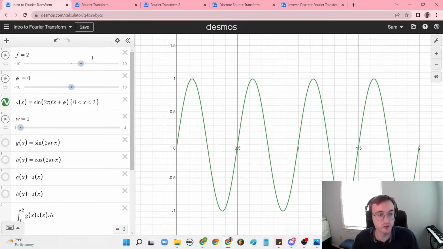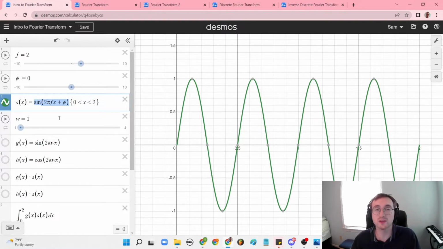So basically, we're starting out with a basic sine wave with a frequency of 2 and a phase shift of 0, which I will change later, and we'll see why that's important. But here is the graph for it. It's just sine of 2 pi times the frequency times x plus phi, the phase. And I'm only graphing from 0 to 2 for the sake of this. I don't think you need to see the whole graph.